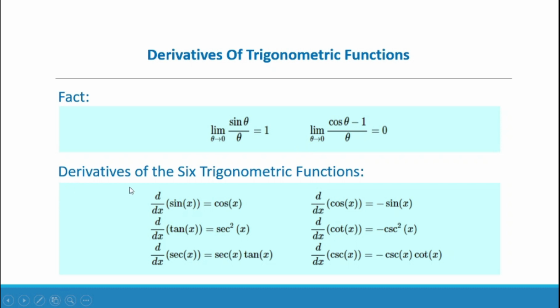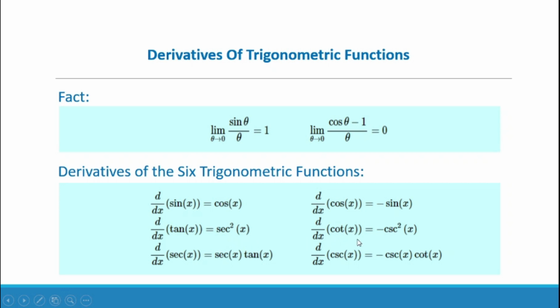And here's the summary. Derivatives of the 6 trigonometric functions. First, derivative of sine x is equal to cosine x. Derivative of cosine x is equal to negative sine x. Derivative of tangent x is equal to secant squared x.